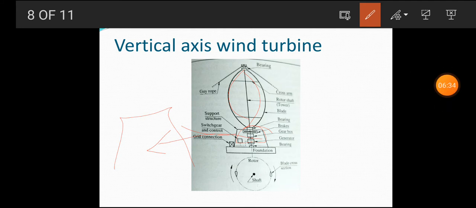So now we will discuss different types of rotors. So what are the types of rotors used in vertical axis wind turbine? So the vertical axis rotors can be either drag or lift based. So drag based devices have relatively high starting torques compared to the lift devices.